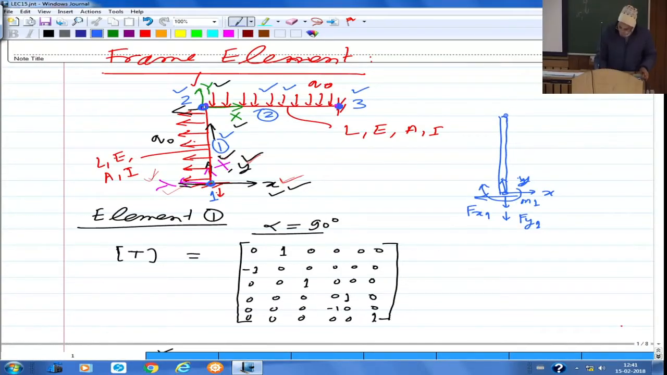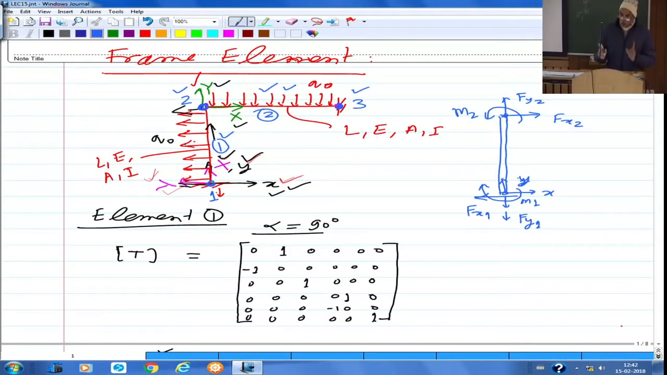Same thing when you try to show the internal forces with respect to global coordinate axes at node 2 of the first element. Outward normal here is now along positive y. So the cross-sectional forces and moments would be shown positive along or about positive coordinate directions. Along the x direction you will have Fx2, along positive x direction, Fy2, along positive y direction, and then the moment m2 about positive z axis.